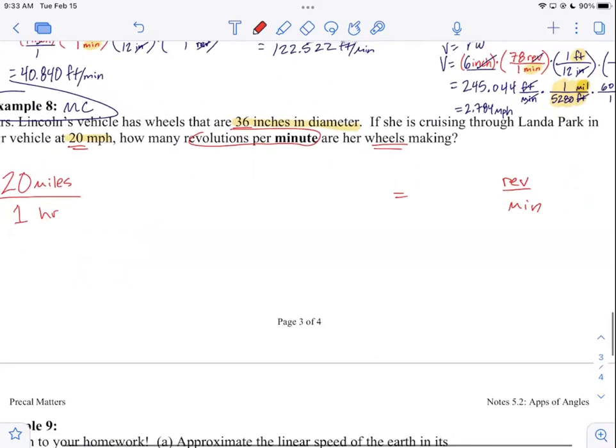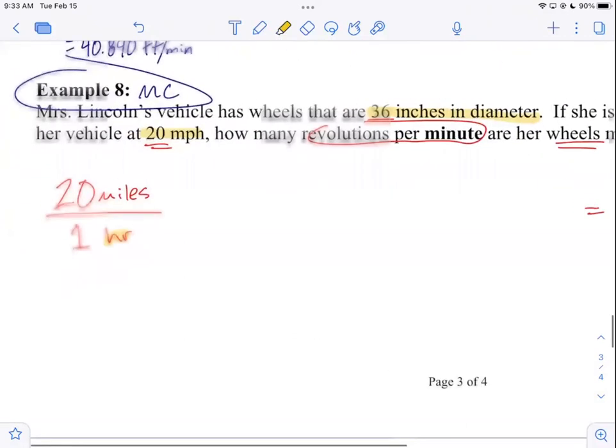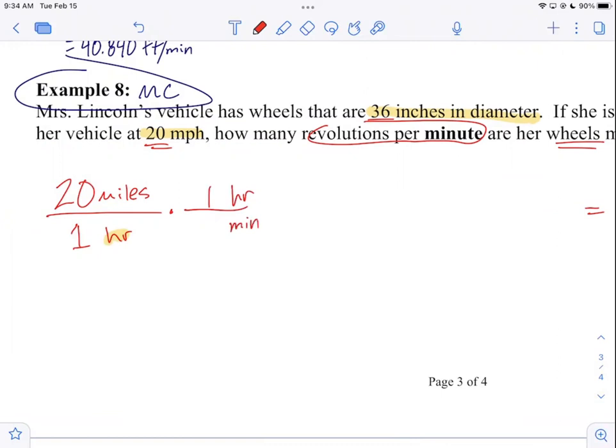Now, the easier of the two is the time, right? We have hours. We want to get to minutes. So let's go ahead and knock that one out. We have hours on the top. We want minutes on the bottom. 1 hour is how many minutes? 60. Boom. So we got our time.